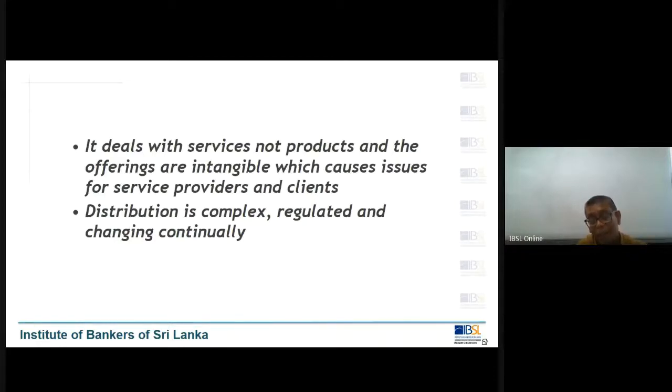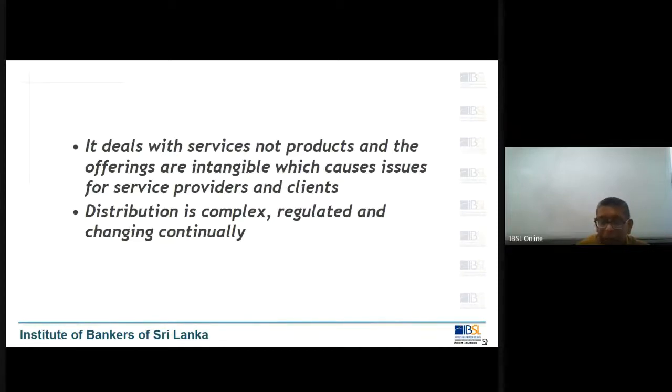What are the 6 banks? The 6 banks are National Savings Bank, then HDFC Bank, State Mortgage Bank, what else? Regional Development Bank, what else? Sri Lanka Savings Bank, right? And there's another bank, what is that?